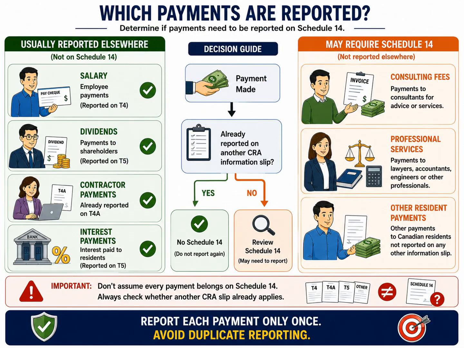A good habit is to follow the same decision process every time. First, identify the payment. Second, determine whether another CRA information slip has already reported it. If it has, don't report it again. If it hasn't, review the Schedule 14 rules carefully. The most important takeaway is simple. Every payment should be reported only once. Accurate reporting prevents duplicate filings, reduces confusion, and helps ensure that the corporation remains fully compliant with CRA reporting requirements.